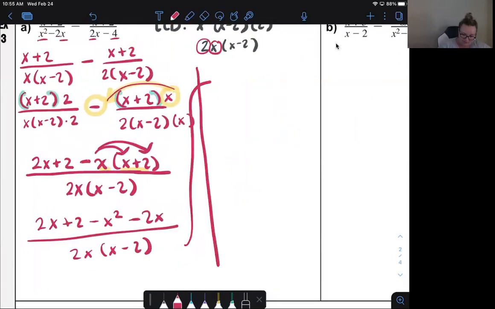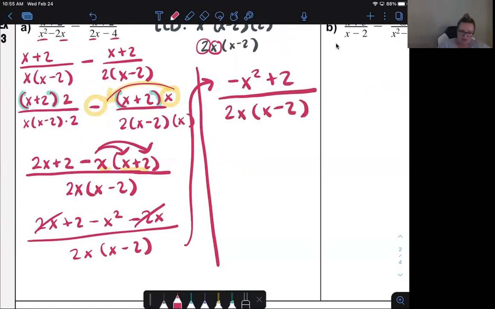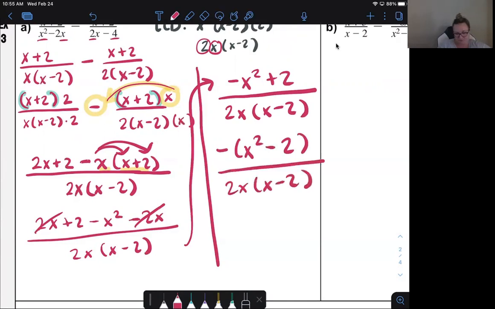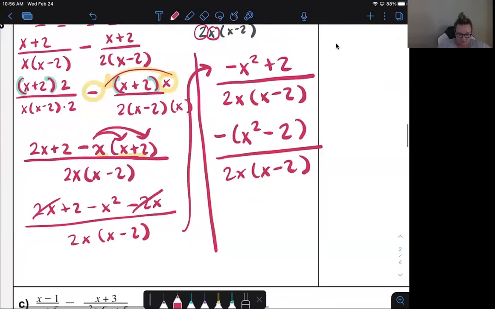I'm going to draw a line and come up here so I can keep working down. 2x minus 2x cancels. And we have negative x squared plus 2, all over 2x times x minus 2. In my numerator, I'm going to factor out that negative, and I get x squared minus 2 all over 2x times x minus 2. X squared minus 2 is not a difference of squares, so we're just going to leave it like it is. And there we go.